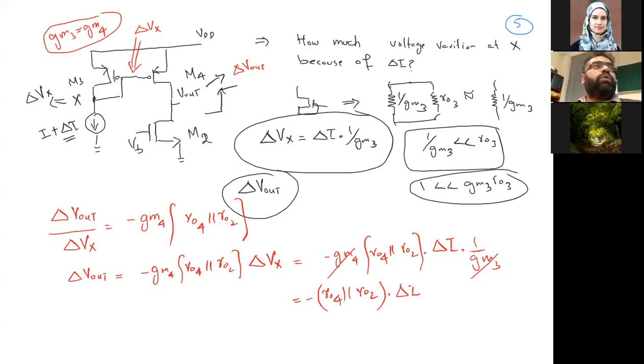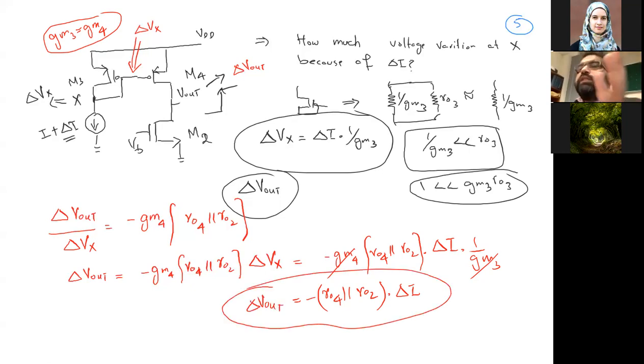So if we want to talk about the overall variation, delta V out will be something like this. So that's significant as compared to the simple one. So we have a good amount of variation which is happening because of this delta I variation. And interestingly, what's happening, this effect of M3 is totally cancelled out.